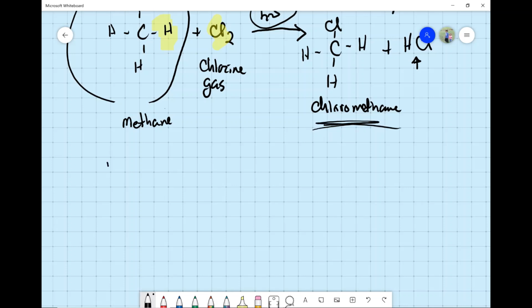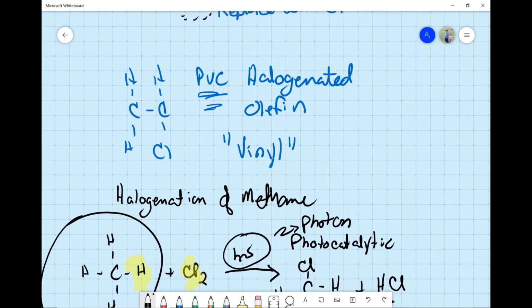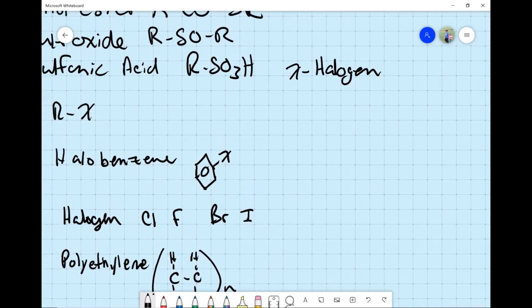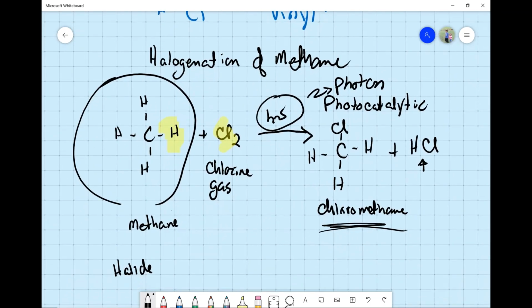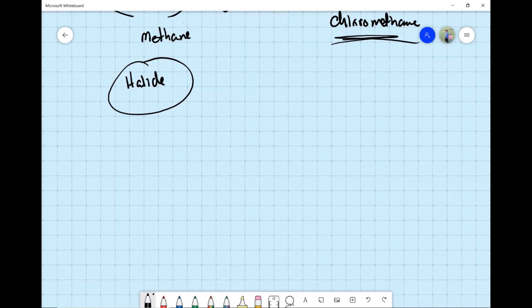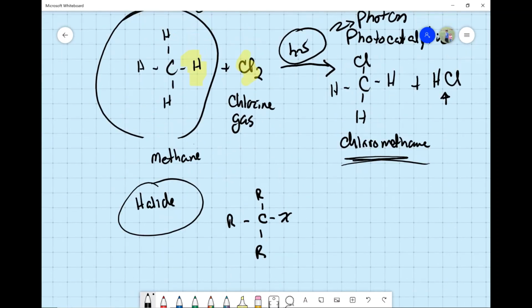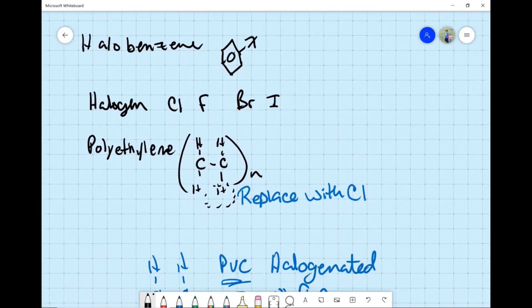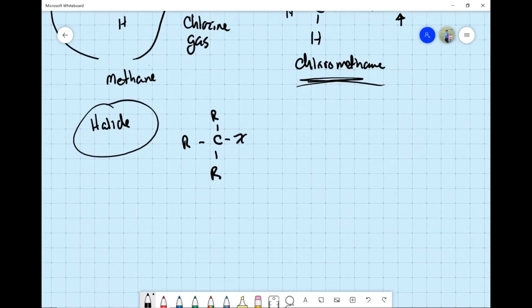So chloromethane is a halide. Halogen containing organic compounds are halides. And other examples of halides: a halide has a simple structure, where X is the halogen and R is generally the hydrocarbon. And let's see if this follows my rule. Kind of. Okay, so halobenzene follows what I'm doing here.